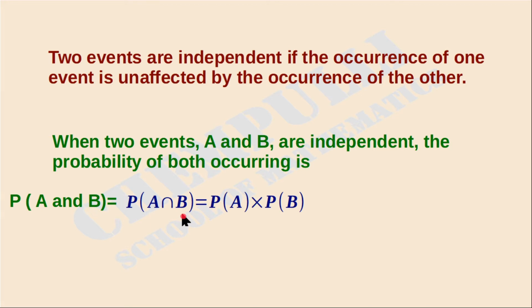To find this, if the two events are independent events, find the probability of A and the probability of B separately, then multiply. In that case we can find the probability of A and B. That result, the probability of A times the probability of B, is the probability of A and B. So, one problem.